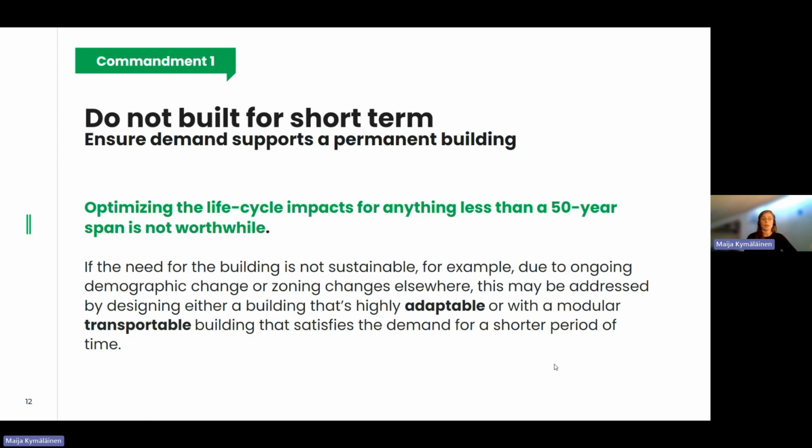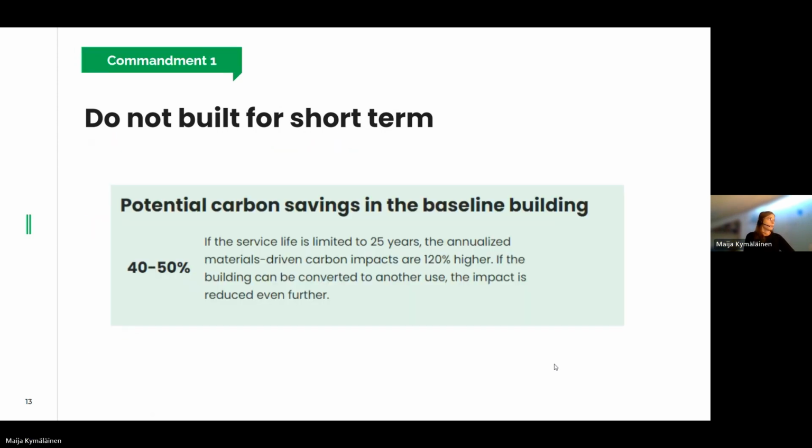This may be addressed by designing either a building that's highly adaptable or has a modular transportable frame that satisfies the demand for a shorter period of time. So it might be something that you can build, but then it's moved away when the demand is shifting to another place, for example. In this baseline case we had very big savings. We started from an assumption of a 60-year service life versus a 25-year service life. If it was only 25 years, the annualized material-driven impacts were almost double. If the building can be converted to another use, the impact is then reduced somewhat.